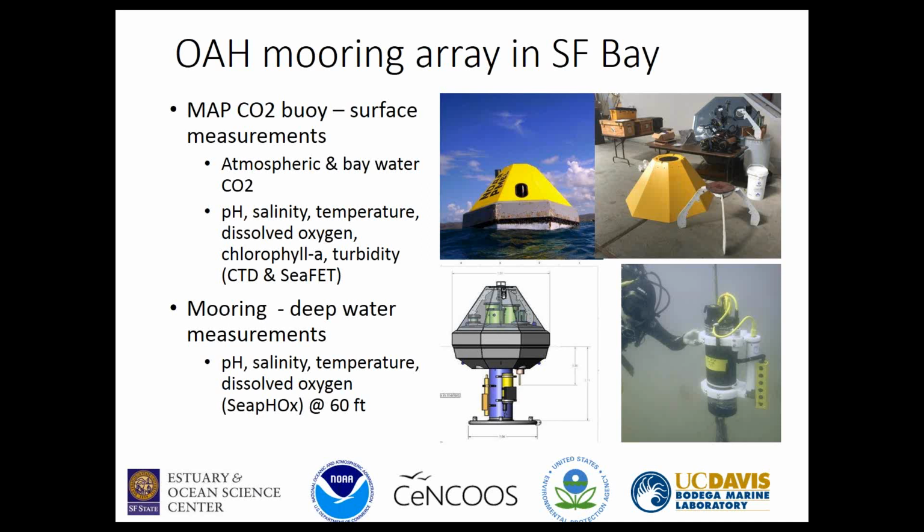One of the neat things about this is that it's scheduled to go in the water about the third week in February. So I don't have any data to show you now, but we should soon, and it will be live streaming. So that'll be pretty informative.